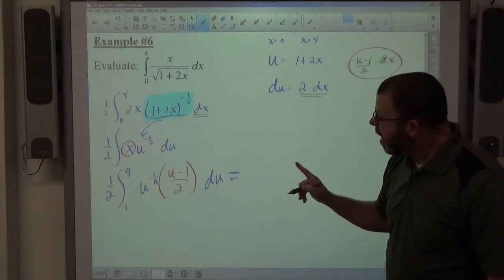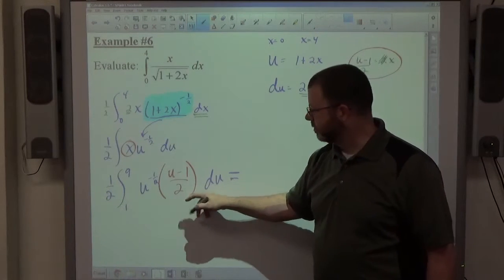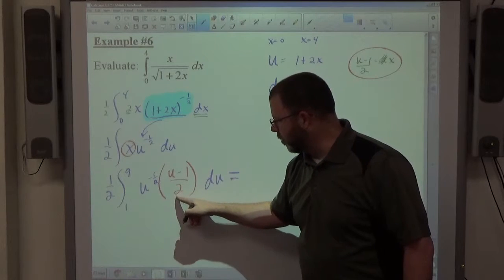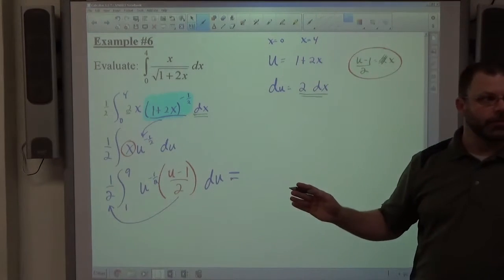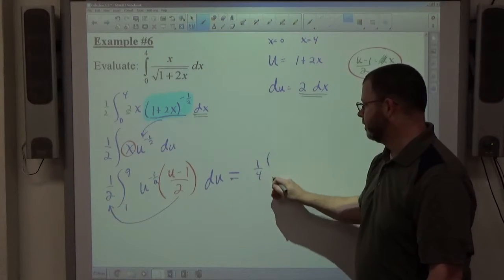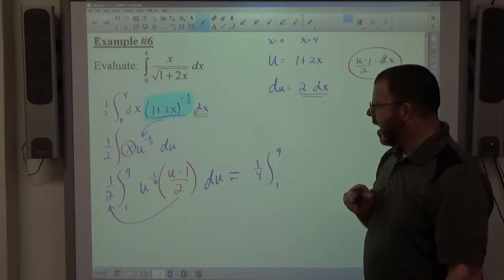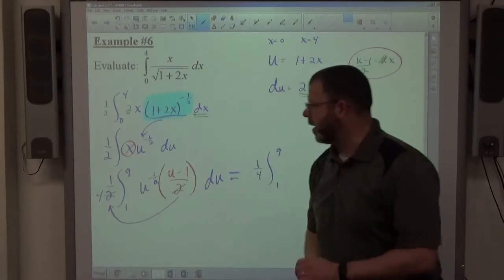So, first off, this is over 2, right, which is times a half. So I could just easily pull that half out of here, right? We all see that okay? So if I pull that half out to go with the half that's already there, that makes a fourth. And that's what happened there.